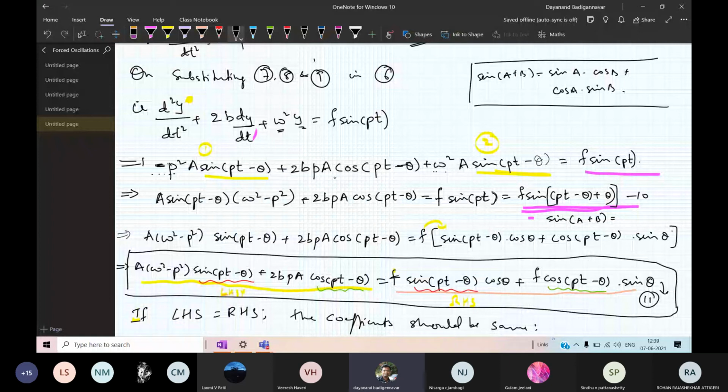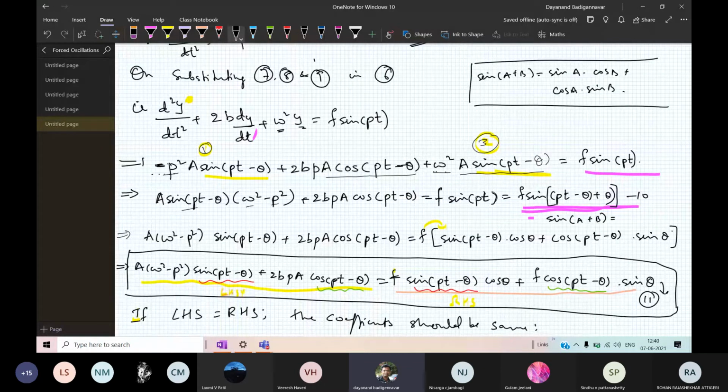Then omega square y is here. I have done the substitution, then I have done the simplification of that. I have taken omega square common. A into sine pt minus theta is common, and I have taken omega square and p square from the first term and the third term. From these two terms, I have taken sine pt minus theta as common. Therefore, I get a into sine pt minus theta as common, omega square minus p square. The second term stays as it is, because there is no common term.